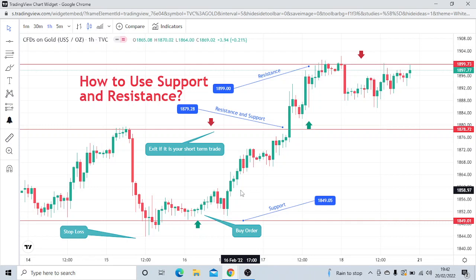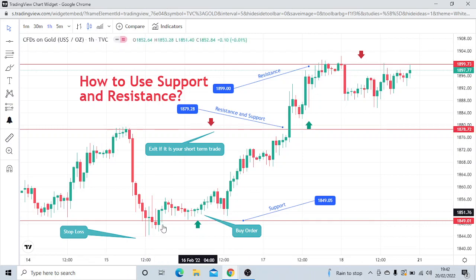To break the support level, there must be a significant number of sellers, and then it breaks forcefully. You should know that if it doesn't break forcefully, then the support level hasn't been broken.